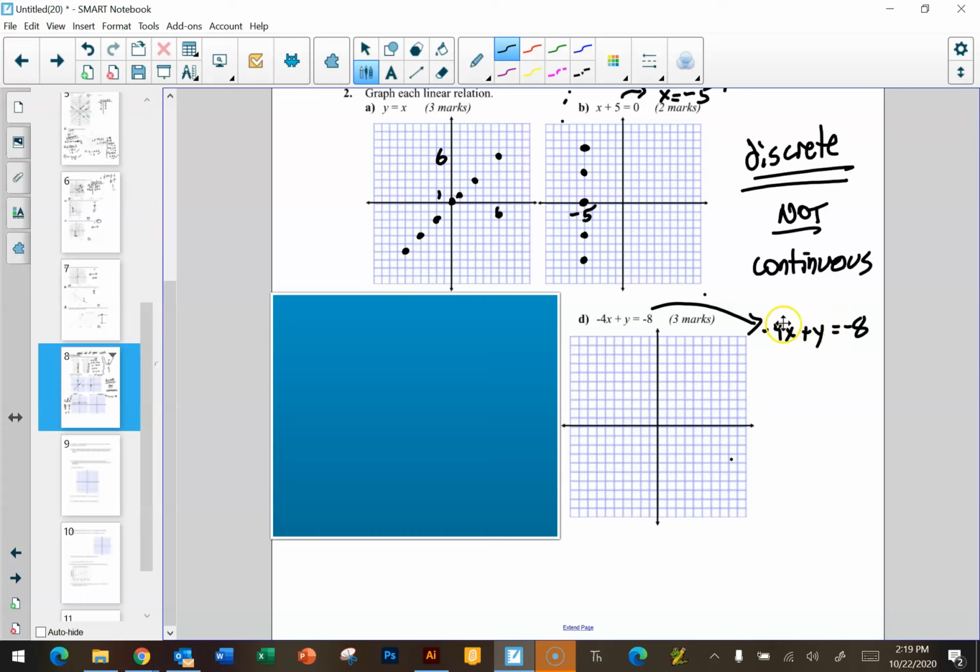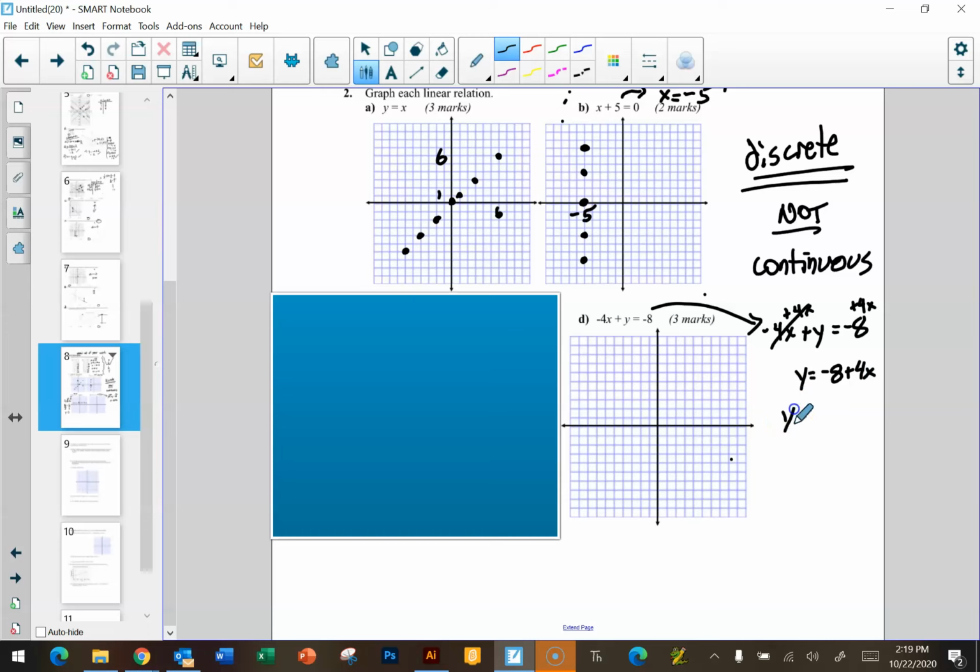So if I want to get rid of the negative 4x on this side, I have to add 4x, and then whatever you do to one side, you obviously have to do to the other, right? So negative 4x plus 4x is going to equal 0. That's the whole point of that. And then we're left with y equals negative 8 plus 4x. Now you can rewrite this.